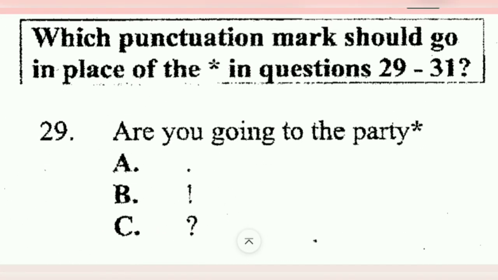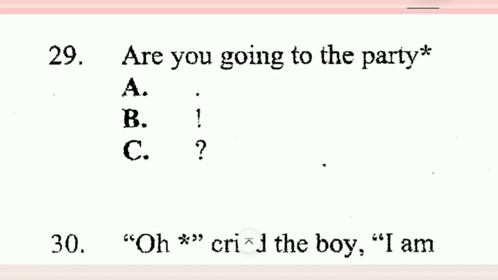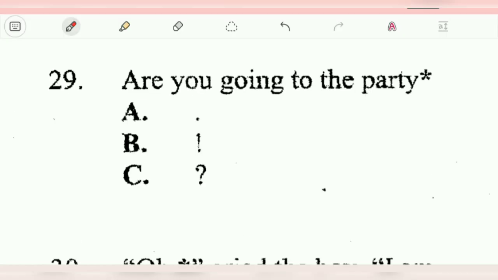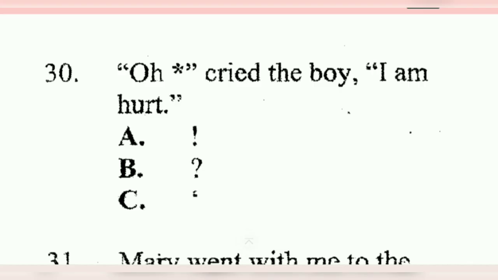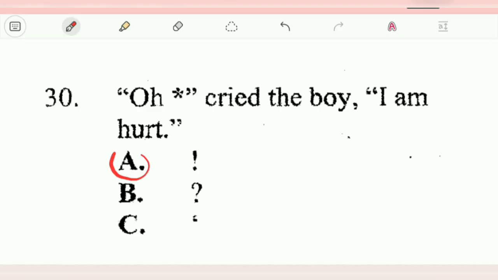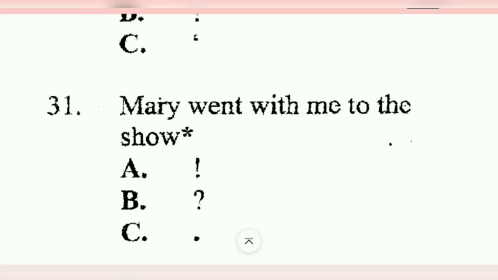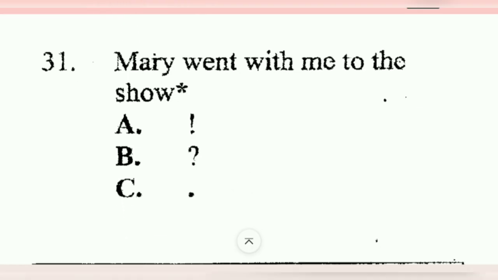Alright, which punctuation mark should go in place of the asterisk in questions 29 to 31? Are you going to the party? It's a question being asked. So it's question mark. 30. Oh, cried the boy. I am hurt. Oh, cried, it's exclamation, exclaiming, a shout out, all right? 31. Mary went with me to the show. That's just a statement. It's a full stop.